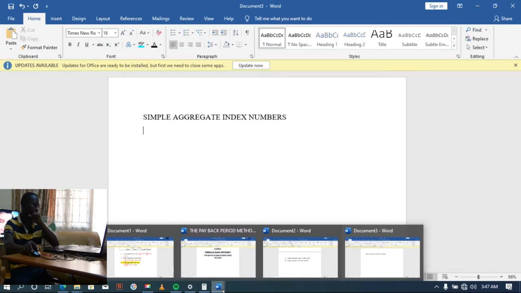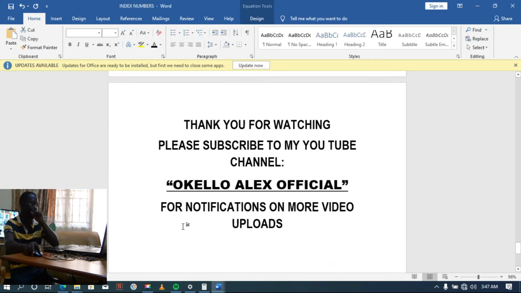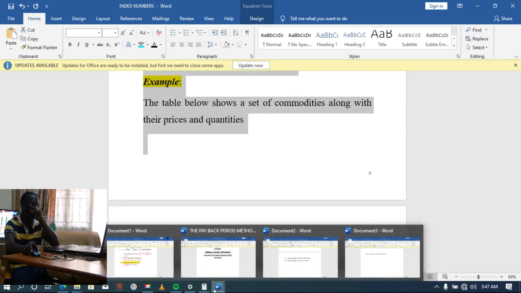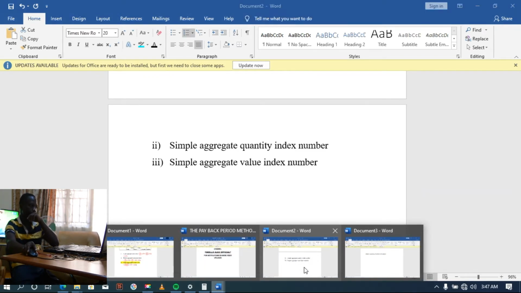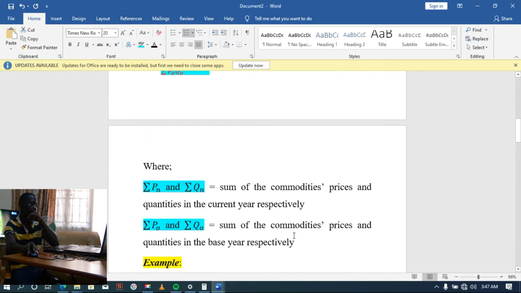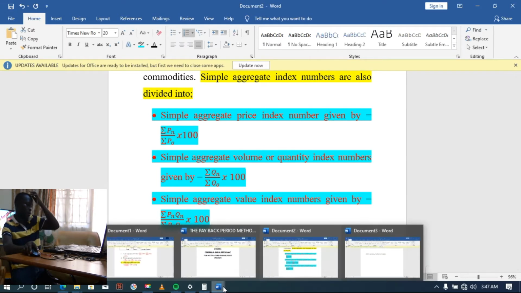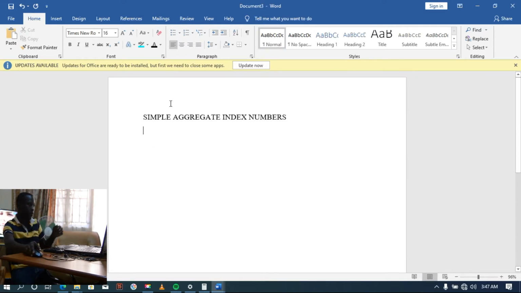Remember, we need these summations. We need to have summation Po, we need to have summation Pn, we need to have summation Qo, summation Qn, and then summation PnQn, and summation PoQo. So let's carry on. So we can have a table.